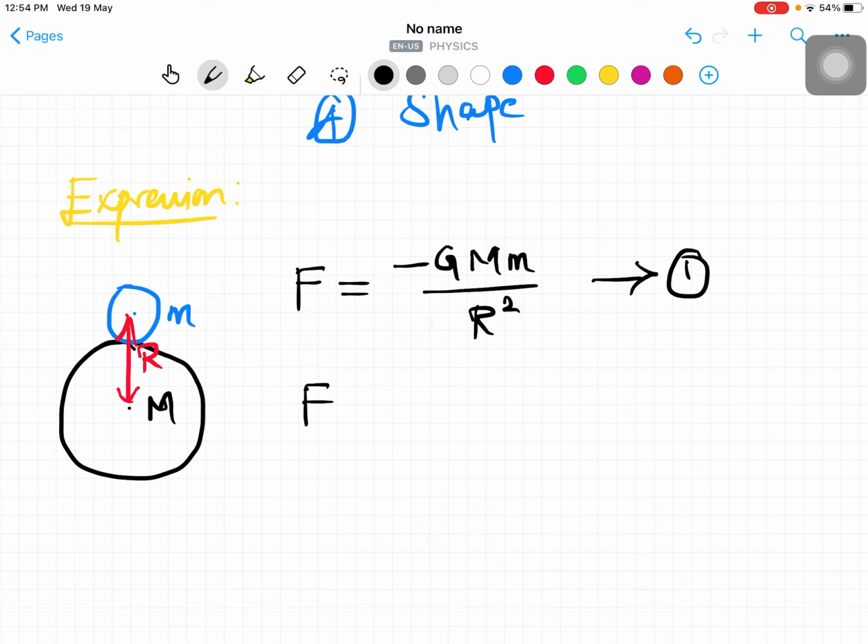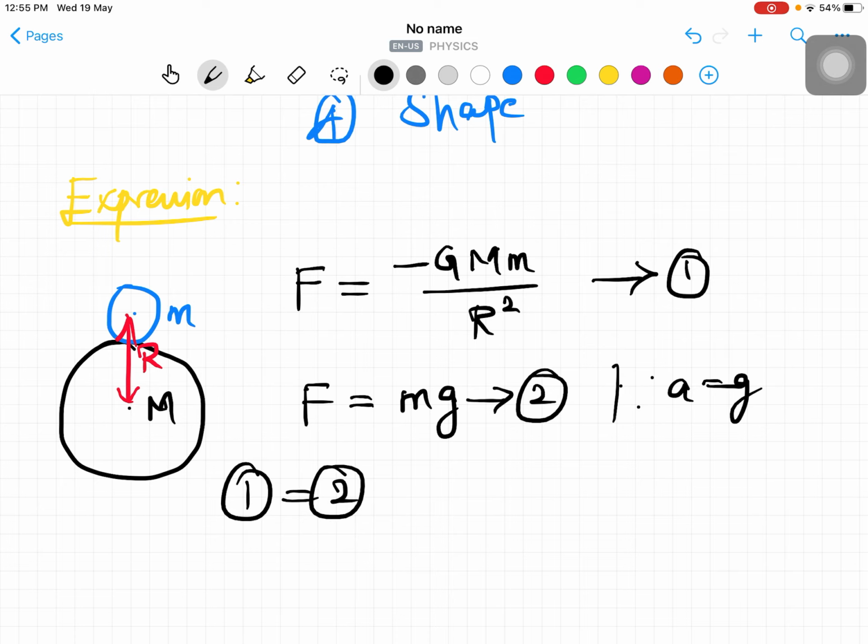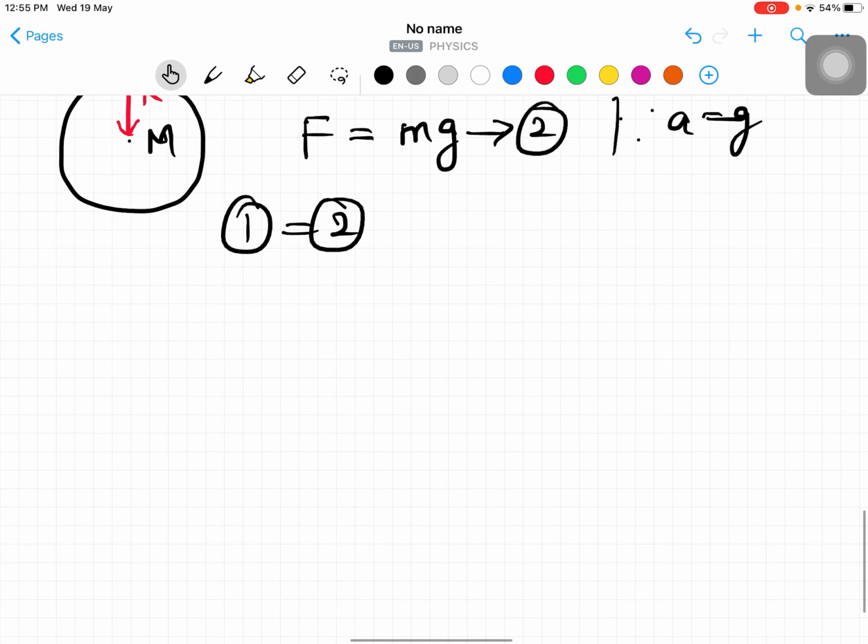Then the second one: due to this force, definitely this object is going to be accelerated. So based on that force, what is it called? Mass into acceleration. The acceleration under the effect of gravity we say a is g, so m into g, right? I hope all of you understand this one. A is g because it is under gravity, so this is equation 2. Based on this, these two forces should be equal, so 1 is equal to 2, you just equate them.